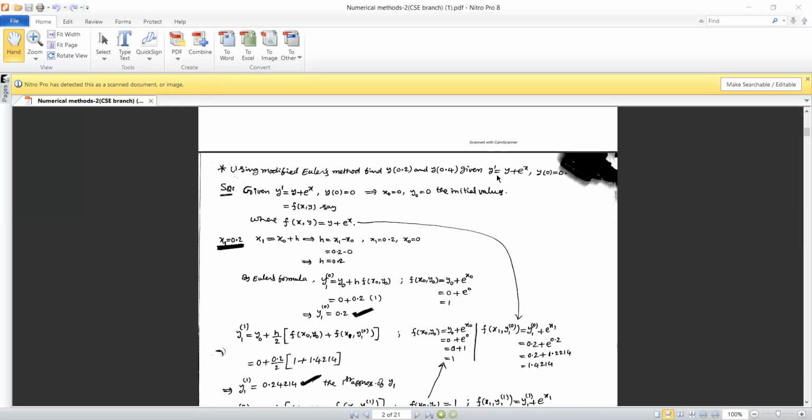When we compare this with the standard form of the ordinary differential equation, we get dy by dx denotes y dash, and y plus e power x becomes f of xy. So from here, y plus e power x is your f of xy value. Then comparing the initial condition, y at 0 equals 0, that means x naught equals 0 and y naught equals 0.